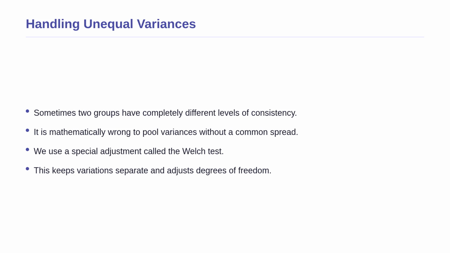This formula we just saw leads us to an important question. What happens if the two groups we are comparing have completely different levels of consistency? For example, one school's scores are tightly clustered, while another's are wildly scattered. It would be mathematically wrong to pool their variances together because they do not share a common spread. In this situation, we use a special adjustment called the Welch test, which keeps the variations separate and adjusts the degrees of freedom downward to penalize us for the extra uncertainty.